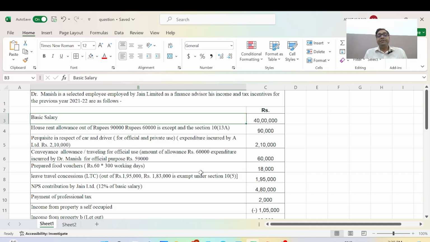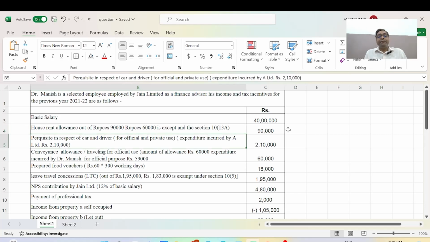Dr. Manish's basic salary is 40 lakh rupees annually, and the house rent allowance is 90,000 rupees, of which 60,000 rupees is exempted under Section 10 clause 13A. It means the company provides house rent allowance of 90,000, but under the tax exemption only 60,000 is exempted. So 30,000 will be taxable.